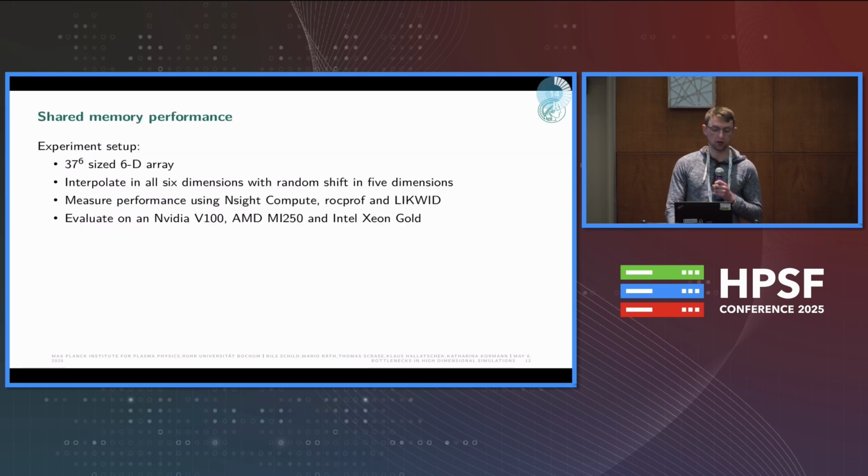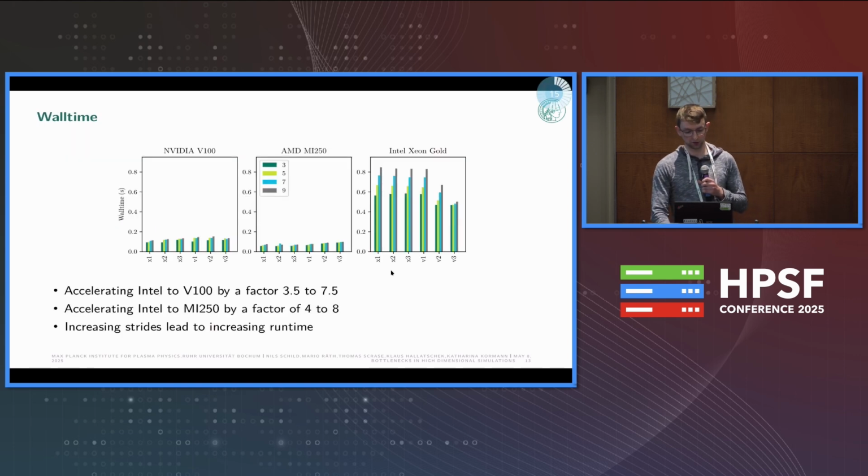So how well does that perform? The experiment setup is the following. We just look at one hypercube with 37 points in every direction. We interpolate in all 6 dimensions, measure the performance with NSight Compute, ROCProf, and LIKWID, and then evaluate it for an NVIDIA V100 and AMD MI250, where we only used half of the GPU available, since it actually has 2 cores on it, basically, and an Intel Xeon Gold.